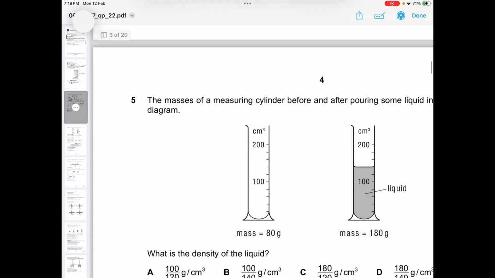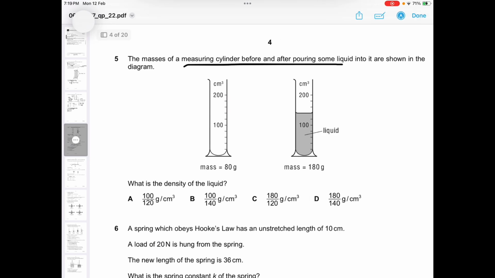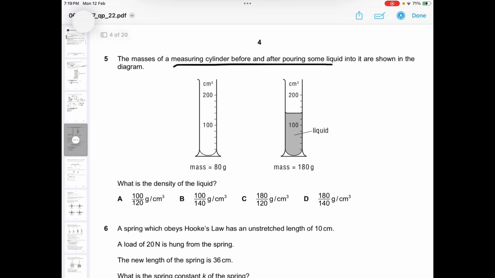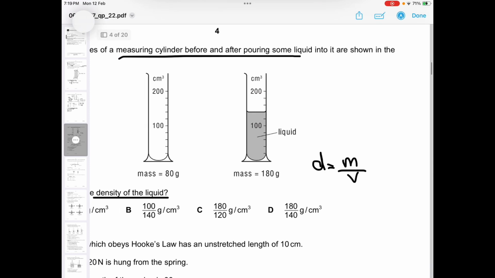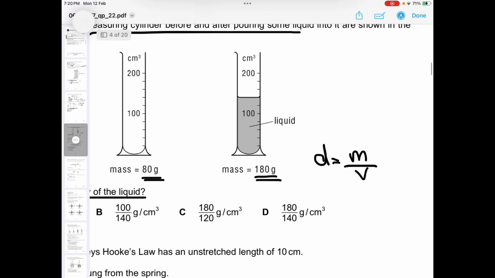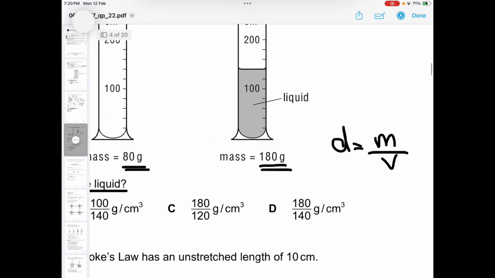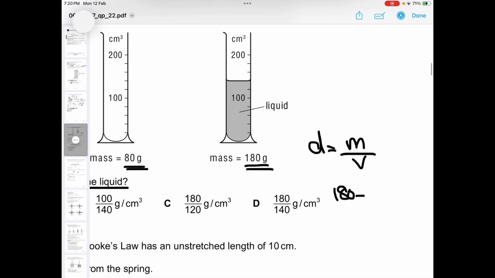Okay. 5. The masses of a measuring cylinder before and after pouring some liquid into it are shown in the diagram. What is the density of the liquid? So density is equal to mass over volume. This is the mass of an empty cylinder, and this is with the liquid inside it. So to get the mass of the liquid, we subtract the two readings from each other. So 180 minus 80 is equal to 100 grams.